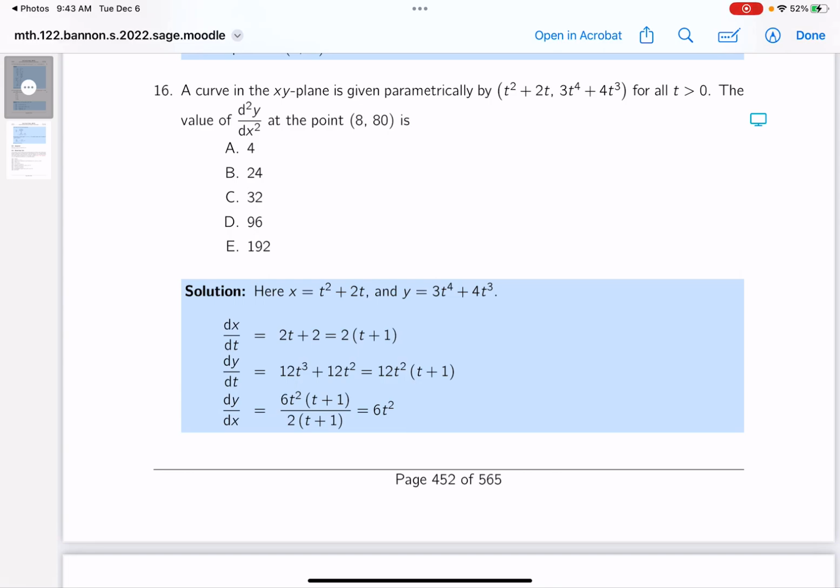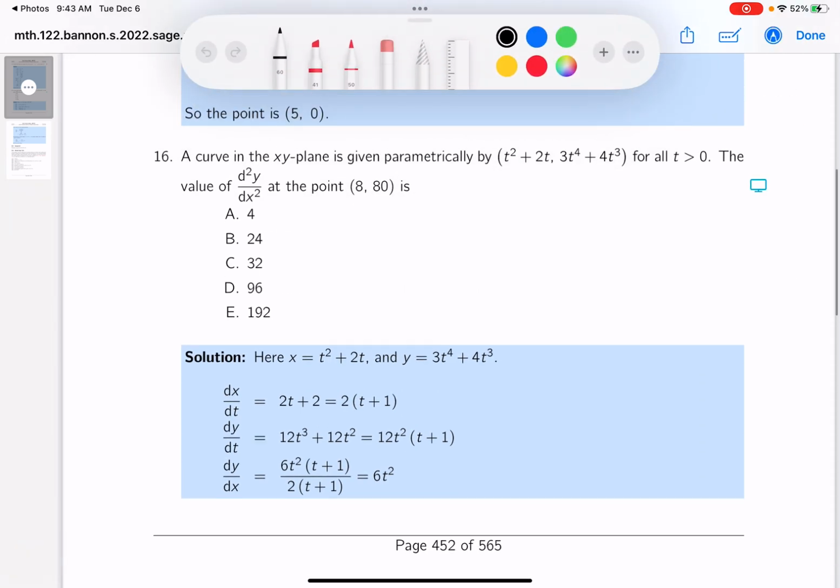Okay, a curve in the xy plane is parametrically given by, and it says for t is a positive number. So they want me to find out what the second derivative of y with respect to x is at the point (8, 80). So I want to point out, looking at this, you got to start taking derivatives, by the way. So let's write this down.